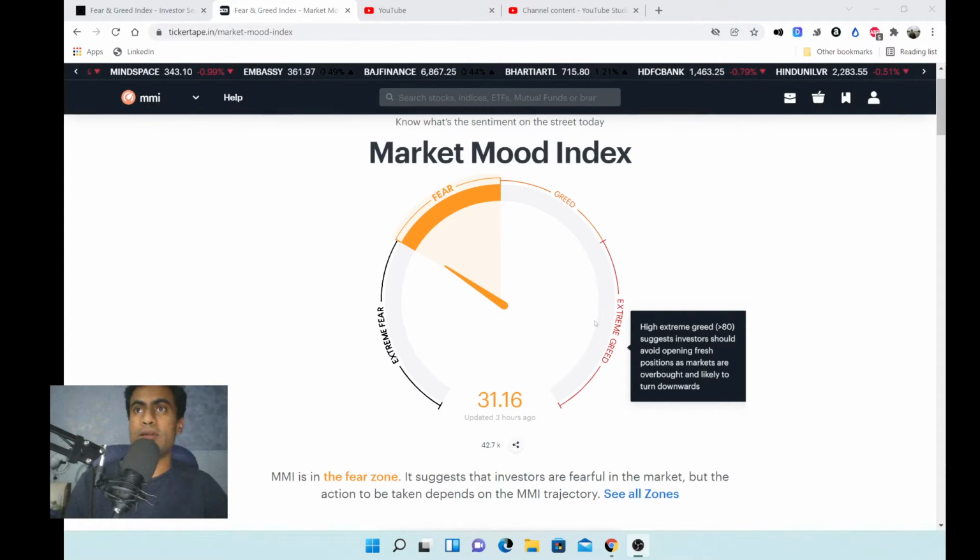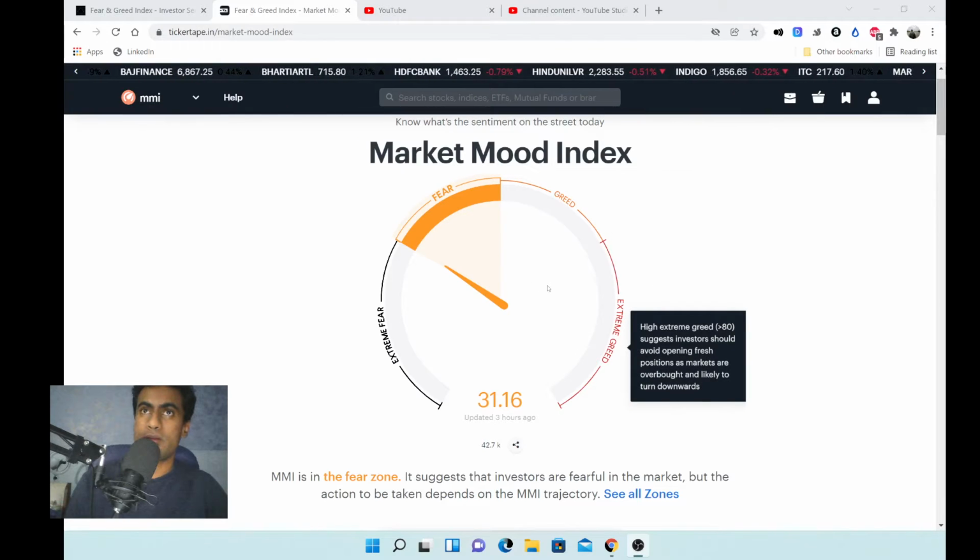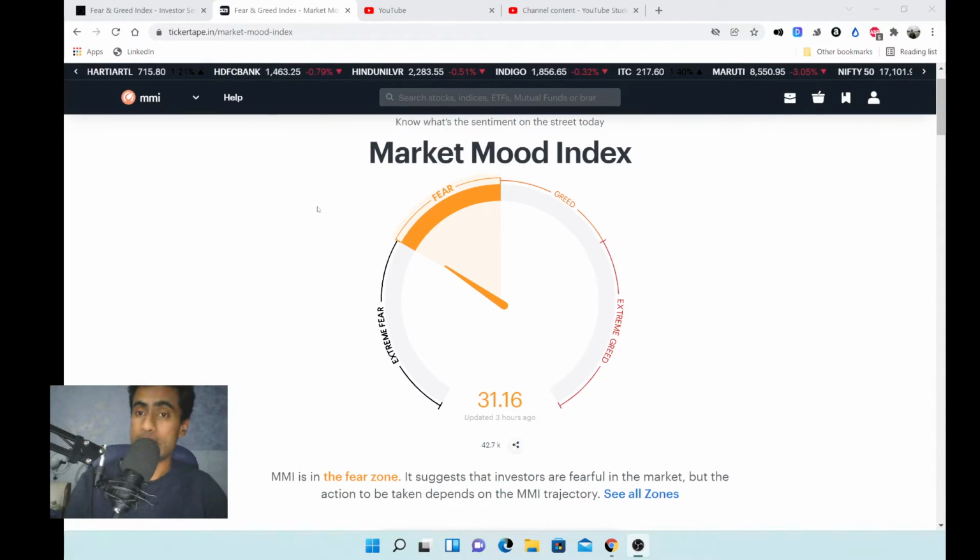Typically, people say that timing the market is difficult. You have to stay in the market. However, this can be one of the parameters used while you are investing your funds in the market. This is a great tool which all the investors can use.